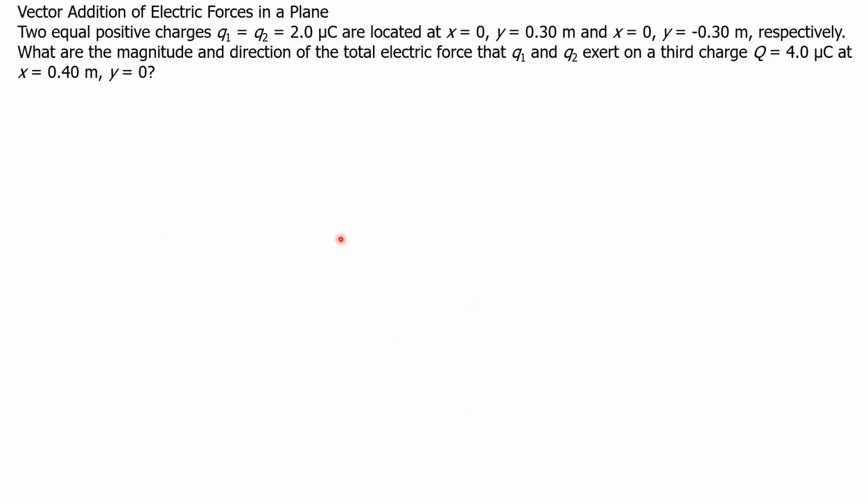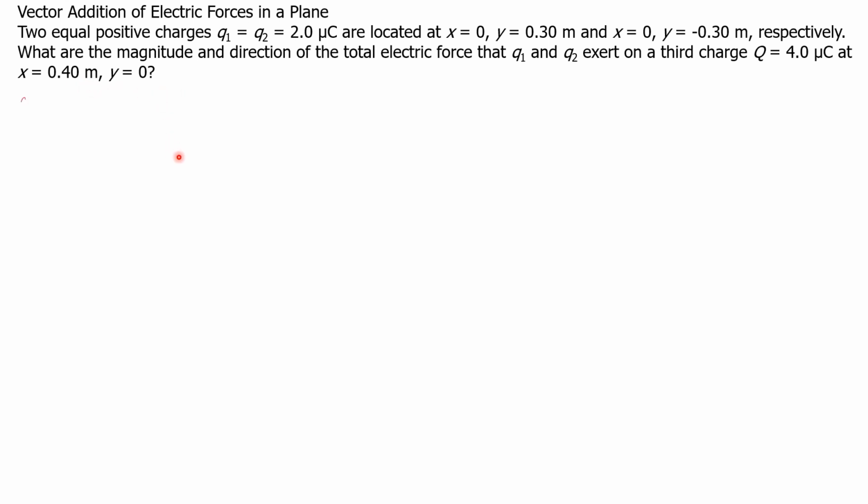For our last sample problem, we are going to solve a vector addition of electric forces in a plane. Our problem is: two equal positive charges, Q1 equal to Q2, each equivalent to 2 microcoulomb, are located at x equal to 0 and y equal to 0.3 meters, and x equal to 0 and y equal to negative 0.3 meters respectively. What are the magnitude and direction of the total electric force that Q1 and Q2 exert on the third charge Q, which is equal to 4 microcoulomb at x equal to 0.40 meters and y equal to 0.